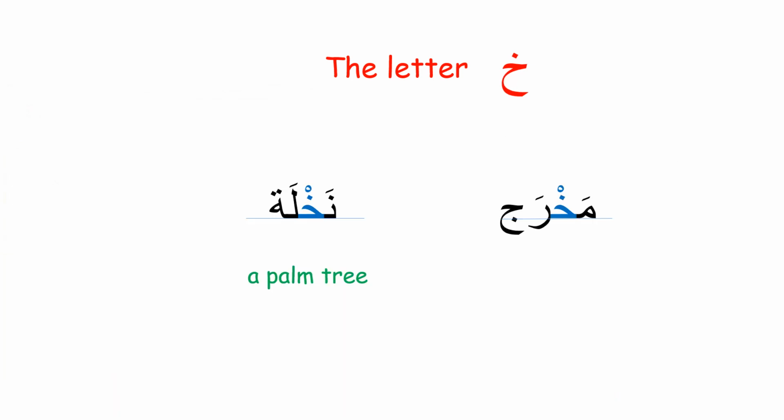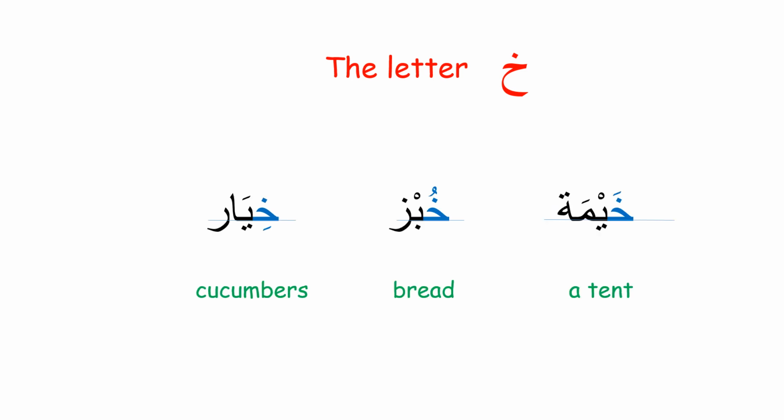Right. It's high time to wrap up today's lesson with a couple of examples, starting with خاء in its state of rest, also known as سكون, and the words are مخرج, نخلة. Again, مخرج, نخلة. Let's move on to the short vowels. Again, the attributes of the letter won't be as preponderant. خيمة, خبز, خيار.